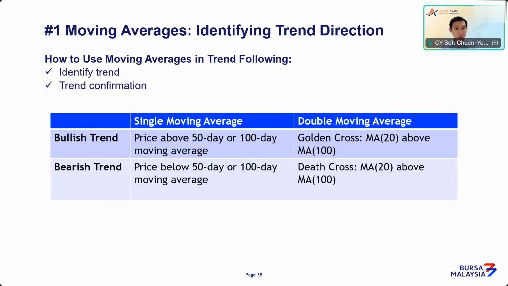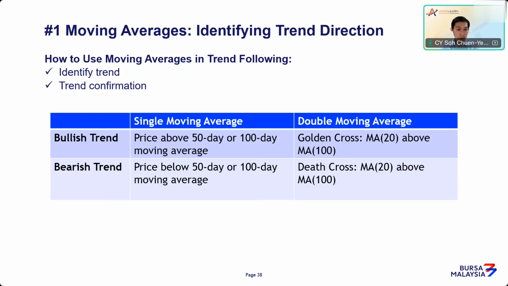Now, you can use either one moving average or double moving average for trading. For a bullish trend, it's when your price is above, let's say, 50 days, 100 days, or even 20 days, depending on which moving average parameter you use. Any parameters are fine. Of course, you can backtest and fine-tune your parameters to have an optimized parameter for your momentum trading.